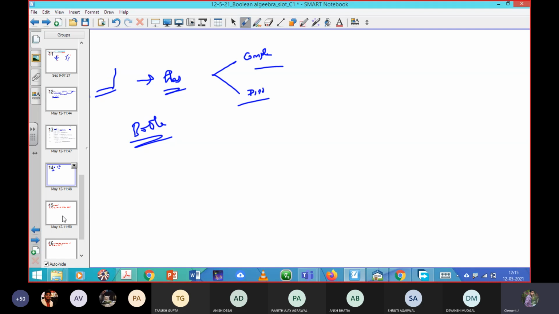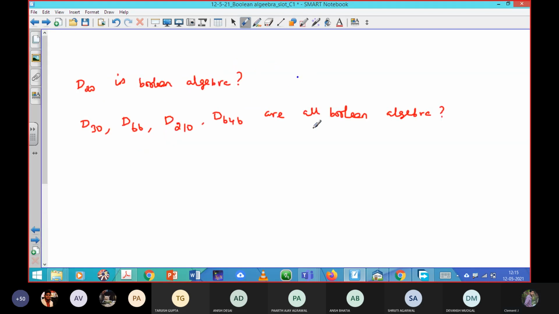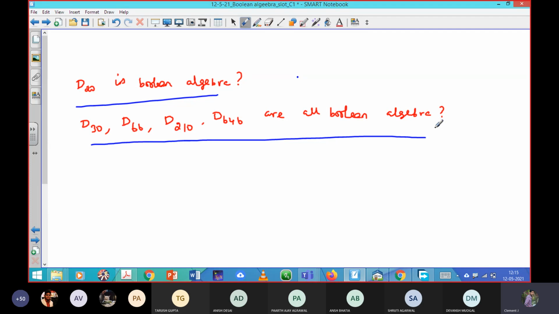Now they can ask another question: is D20 a Boolean algebra or not? That is a question. First I'll give the shortcut to determine this kind of divisors problem. But first, let us understand what D20 is. Can you list out the members of D20? The divisors of 20 are 1, 2, 4, 5, 10, 20. Likewise, you can list out the other sets.